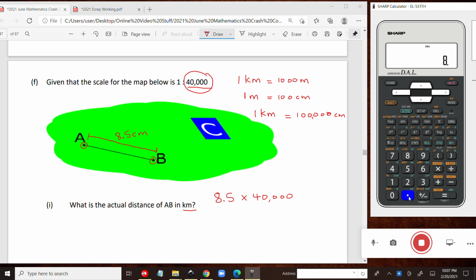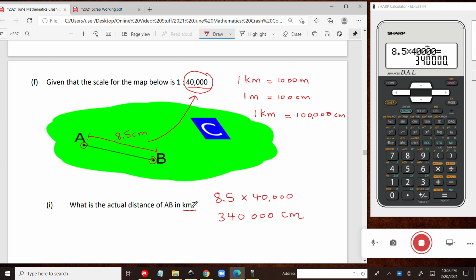So, 8.5 multiplied by 40,000 gives us 340,123. But this answer is in centimeters because we measured it in centimeters. So in real life, it will be 40,000 times larger than our measurement, which was in centimeters.